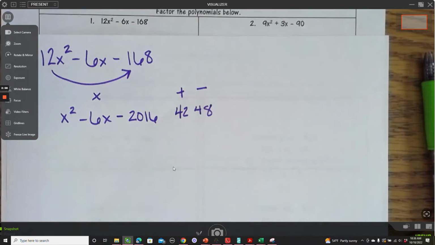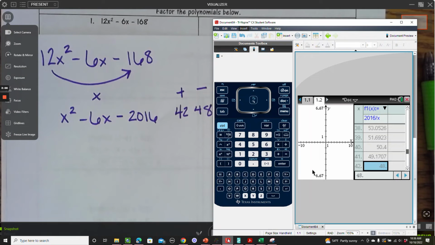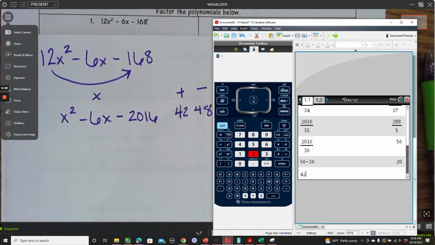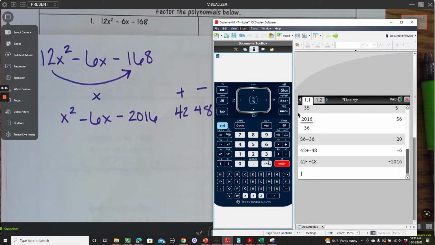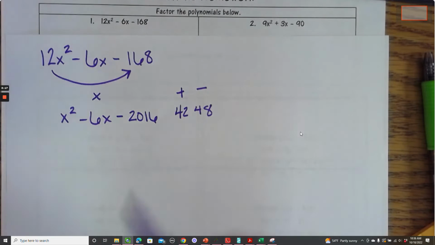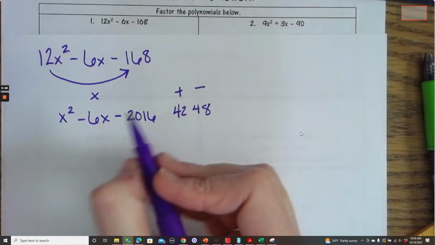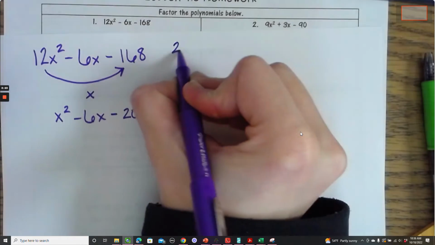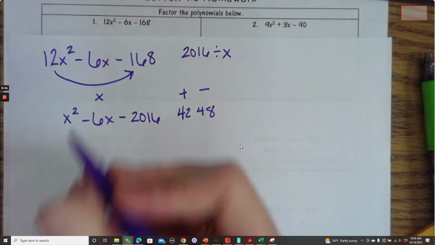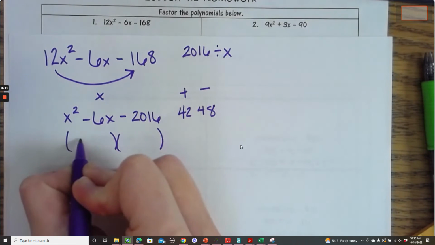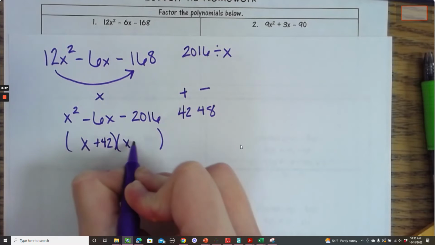Let's check it. 42 plus a negative 48 gives me a negative 6. 42 times a negative 48 gives me a negative 2016. When you went to the graph, did you just type in the... I typed in 2016 divided by x. And then that gave me multiples that I could look at in the table. So my factors here are x plus 42 and x minus 48.